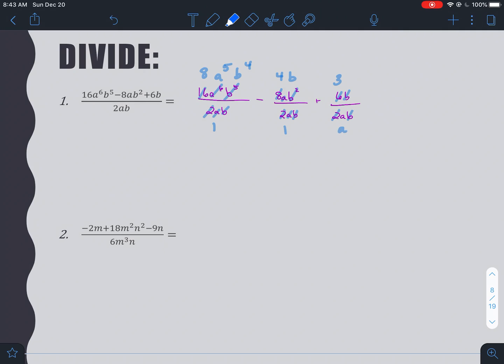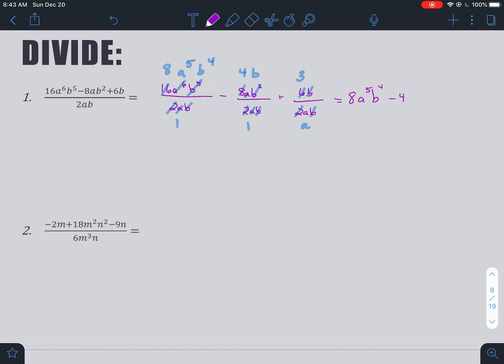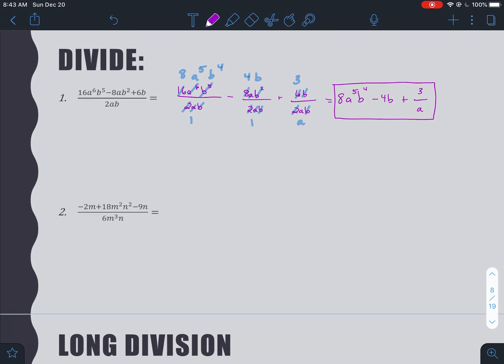6b over 2ab. The 6 and 2 reduced to 3. The b's reduced to 1. And then you still have the a left in the denominator. So my final answer will be 8a to the 5th, b to the 4th, minus 4b plus 3 over a. And that would be my final answer.